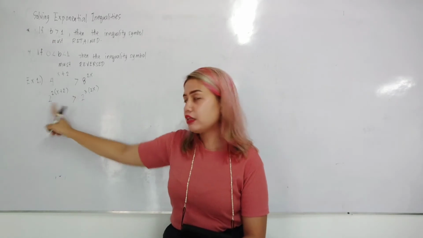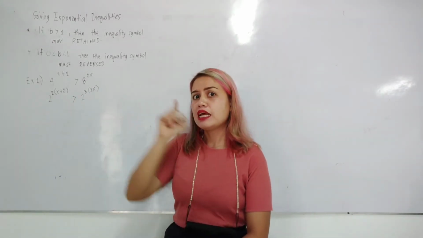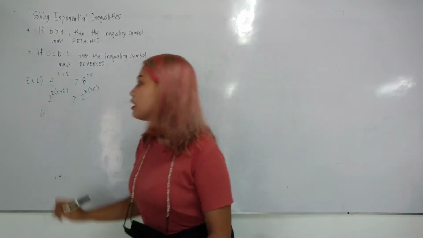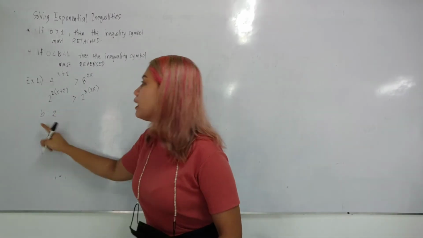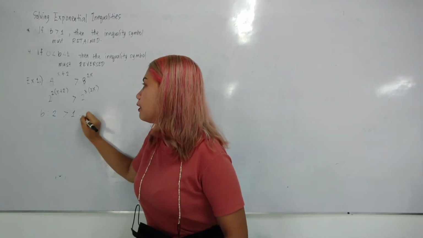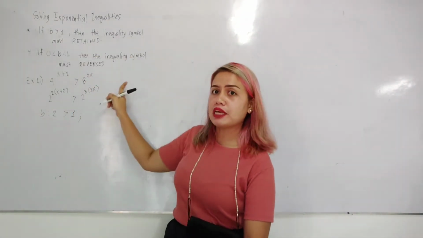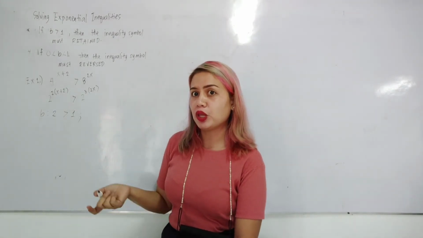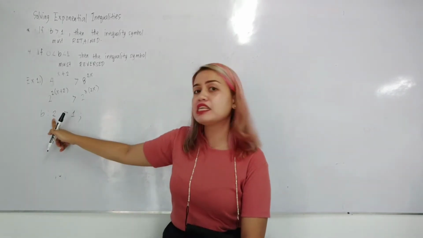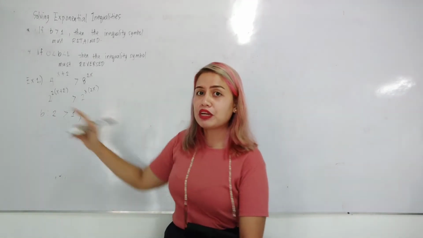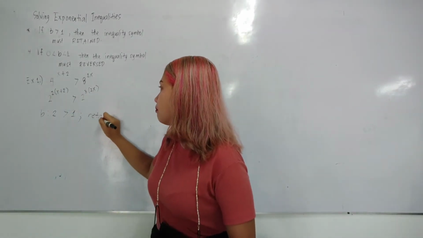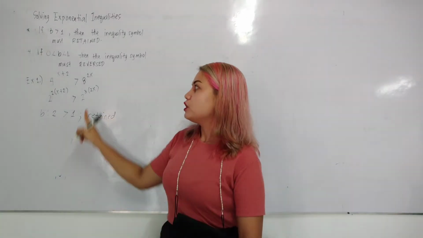First step is to rewrite it with the same base. Next step is to determine the base. The base here is equal to 2. Now, is 2 greater than or less than 1? It's greater than 1. By using our two properties, what will happen to the inequality symbol? Retain or reverse? Yes, you're right. Since the base is greater than 1, the given inequality symbol must retain. So you just copy.